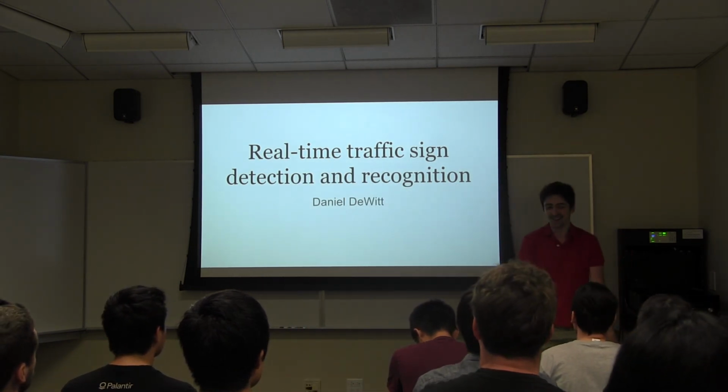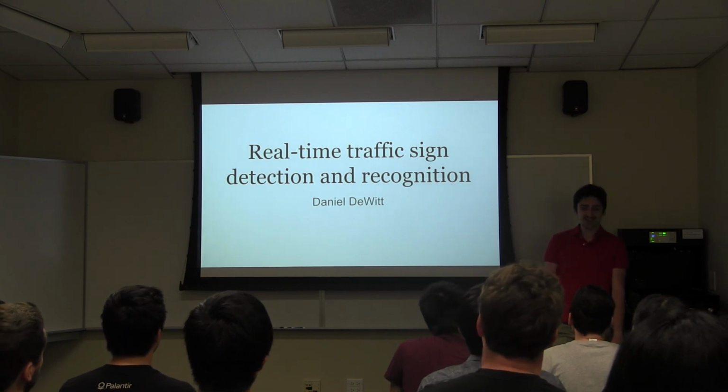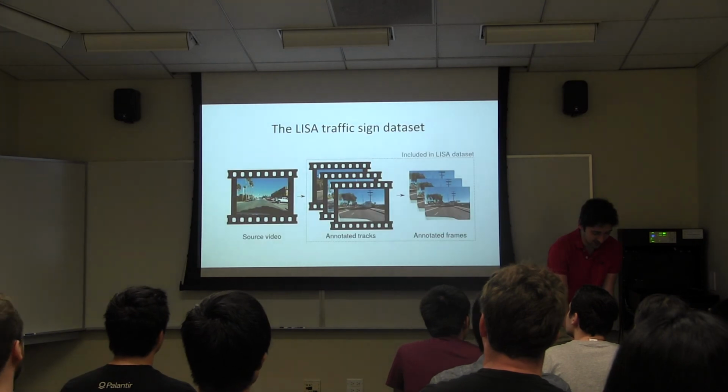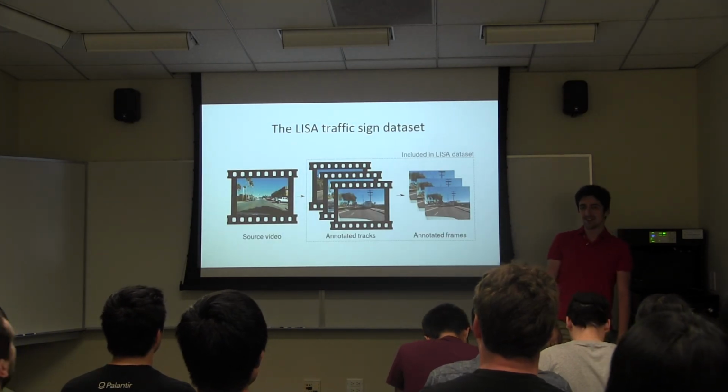Hi, my project is on real-time traffic sign detection and recognition. Pretty classic problem in computer vision, as are a lot of the classic problems. I'm going to start with a brief overview of the data set I'm working with.